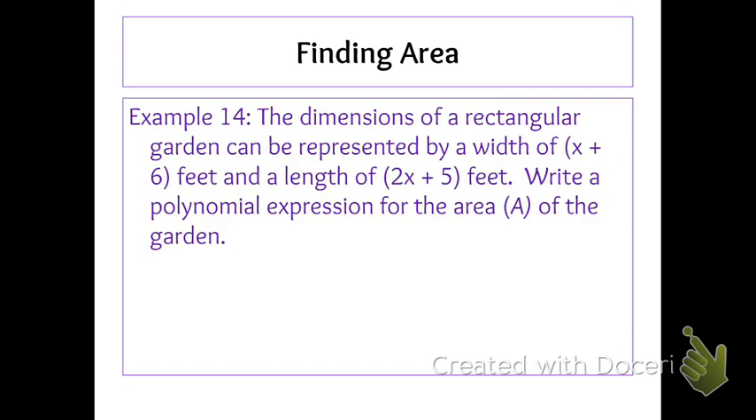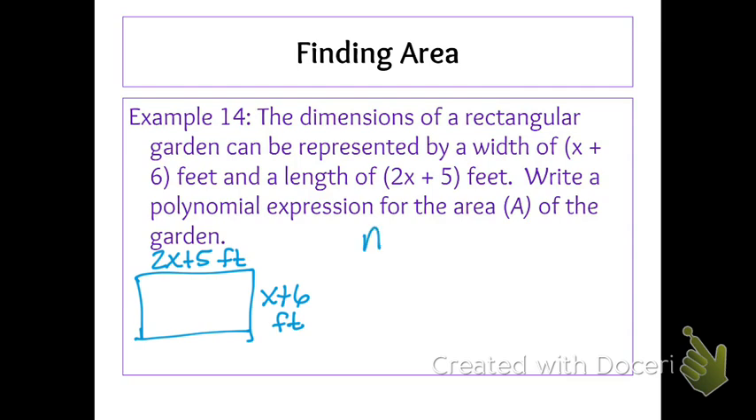Next up, we're going to apply some of the multiplication problems that we've been working with lately to an example word problem. So here we have a rectangular garden, and we're given the length and the width as x plus 6 feet on one side and 2x plus 5 feet on the other side, and we want to represent the area of this garden.